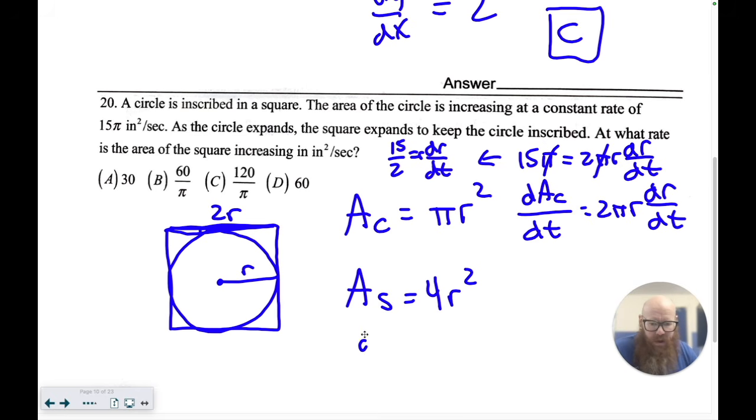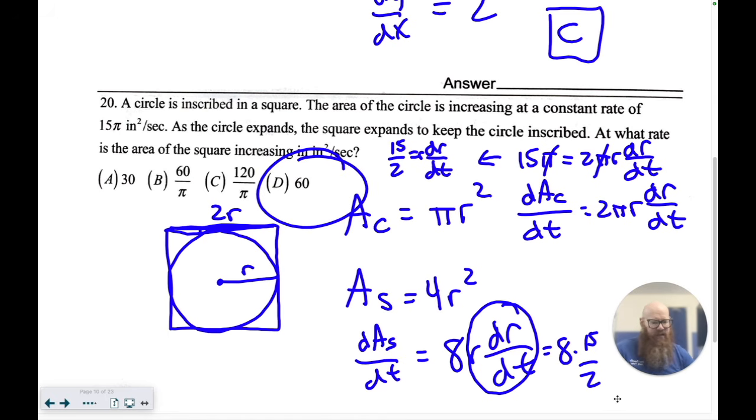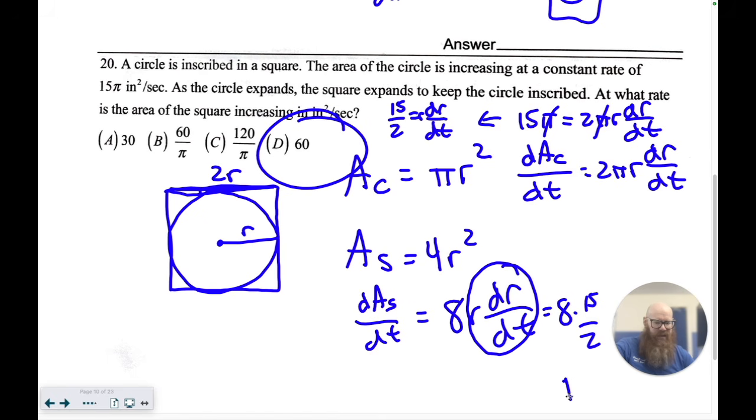So now I get dAs/dt, the rate at which the area is changing, that's what we're looking for, is 8r dr/dt. Oh, there we go. So r dr/dt together is 15 over 2. So I get 8 times 15 over 2, and 8 divided by 2 is 4, and 4 times 15 is 60. So I just get 60. So the answer is D.